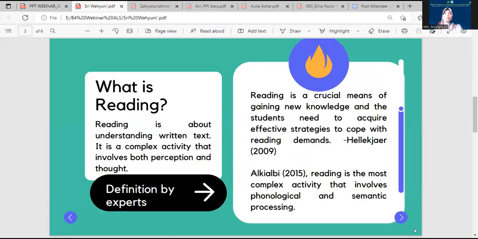First of all, what do you know about reading? What is reading actually? You can type in the chat box.